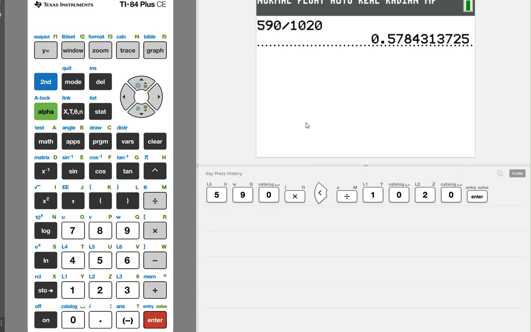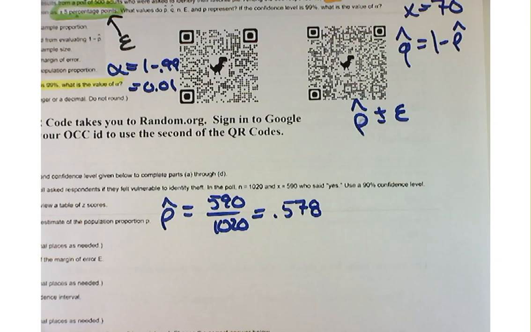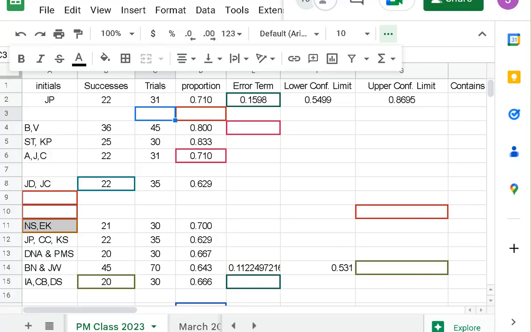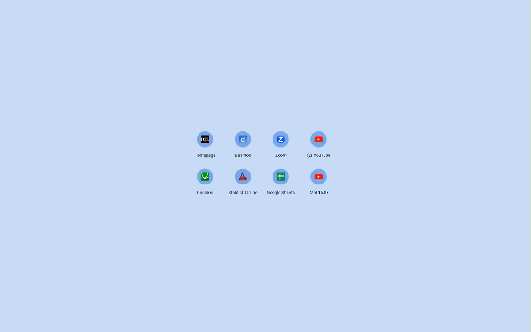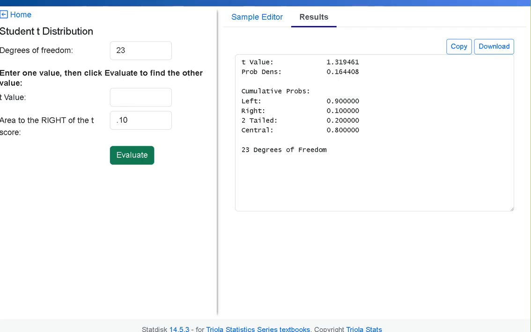Identify the value of the margin of error. All right, well, this is the part where we're going to let our StatDisk package help us out a little bit. So let's open up StatDisk on our computers. Let's see. I guess I don't have it open, so let me open it up. Oh, no, here it is. There we go.